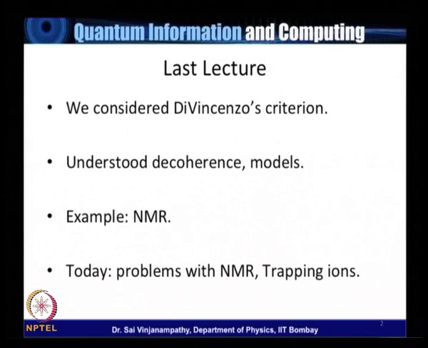Last lecture we discussed the DiVincenzo criterion, which was the set of constraints that an experimental system must fulfill to be able to do quantum computing. We understood decoherence and we also discussed some models of decoherence. We actually considered NMR, nuclear magnetic resonance, as an example of such a system.